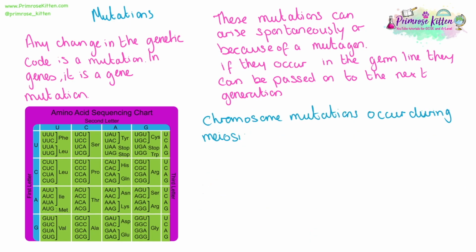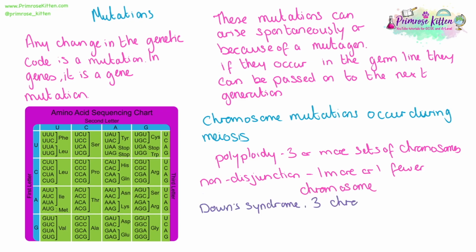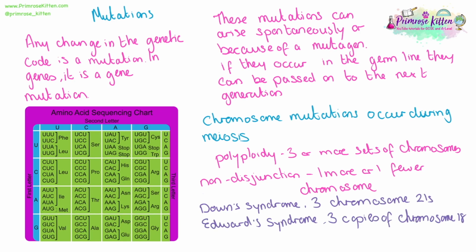And we have chromosome mutations that occur during meiosis. These can lead to polyploidy, commonly found in plants, where 3 or more complete sets of chromosomes are used. Or non-disjunction, where we have 1 more or 1 fewer chromosome. For example, in Down syndrome, there are 3 copies of chromosome 21, and in Edwards syndrome, there are 3 copies of chromosome 18.